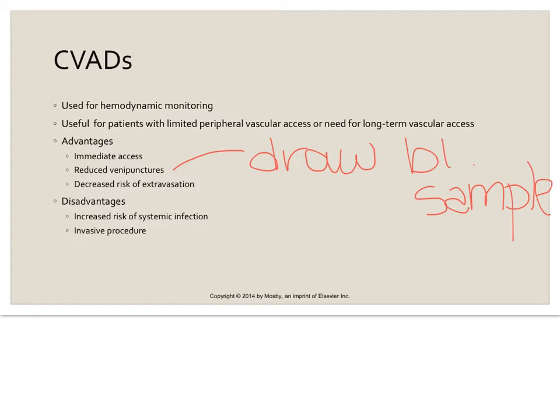We talked about vesicants. Well, if vesicants are allowed to infiltrate into the tissue, this is called extravasation. So extravasation is when vesicants leak into the tissue. Disadvantages, your patient is at risk for infection, so you want to monitor them closely for signs of local and systemic infections, and it is an invasive procedure.